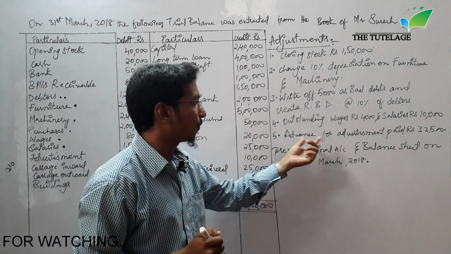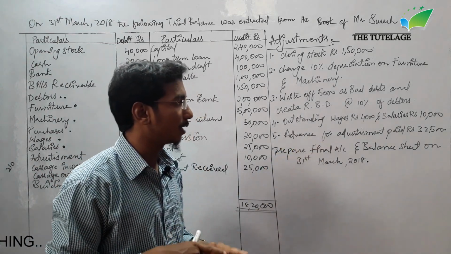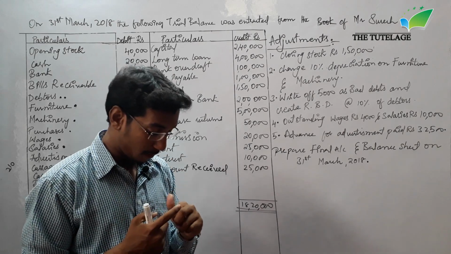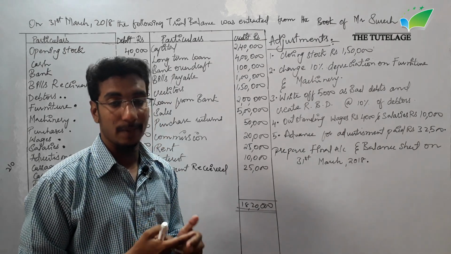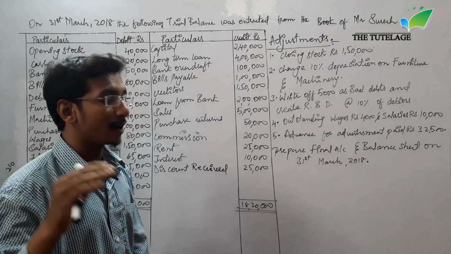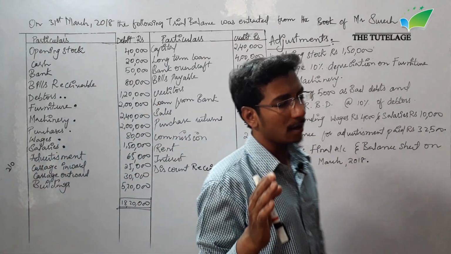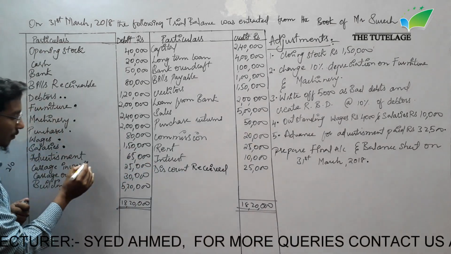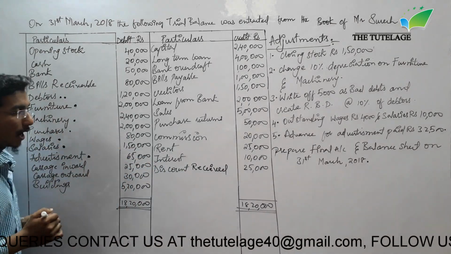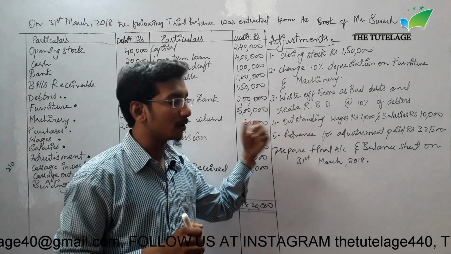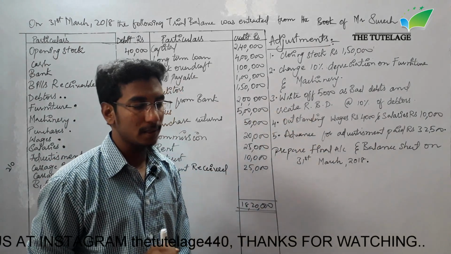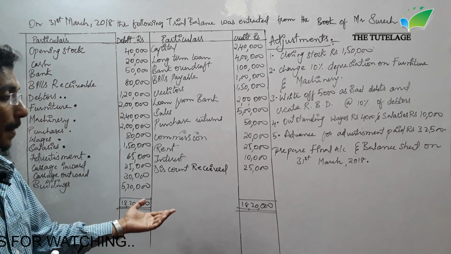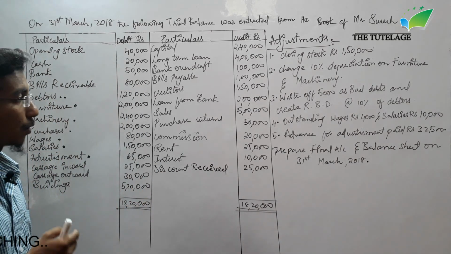Next, advance for advertisement paid rupees 32,500. We paid advance to the advertisement for next year's advertisement. It is not this year's expenses, so we deduct it from our advertisement one time, and the same is shown on the asset side of the balance sheet. Please note down this question, and after it we will solve the problem.